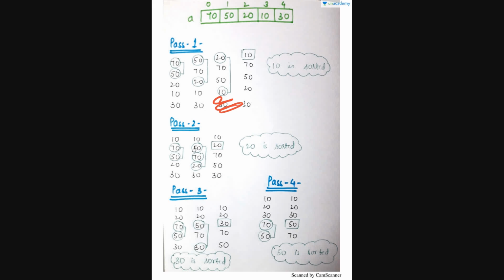The first element is 10. Is there any number smaller than 10 over here? No. Hence, 10 is sorted. After the sorted element, we have to go for pass 2. In pass 2, we have to write the same sequence, 10, 70, 50, 20, 30. We write it. As 10 is sorted, we have to leave that element and then go for the next number.